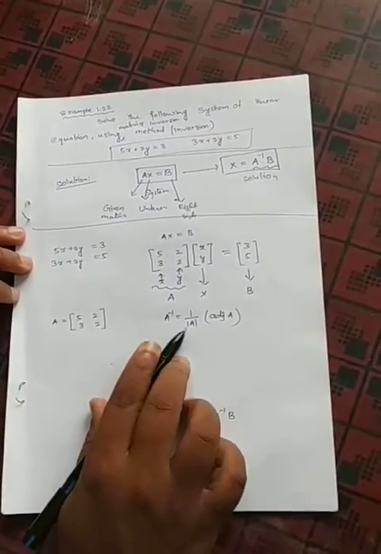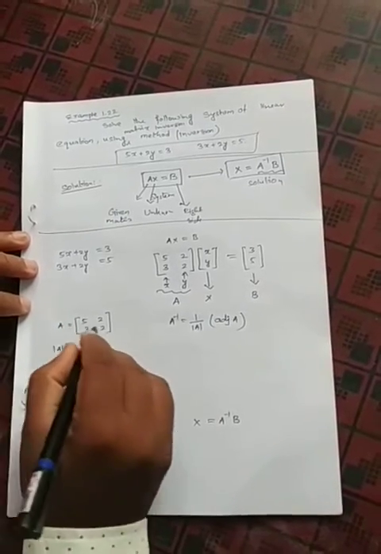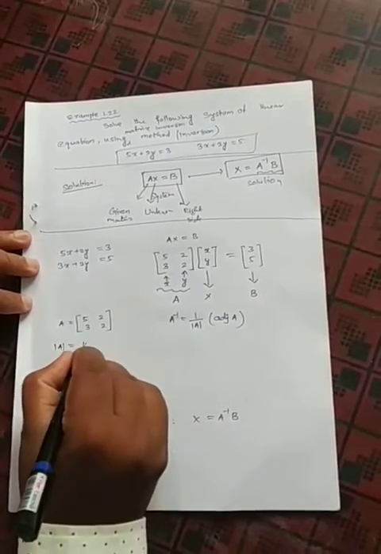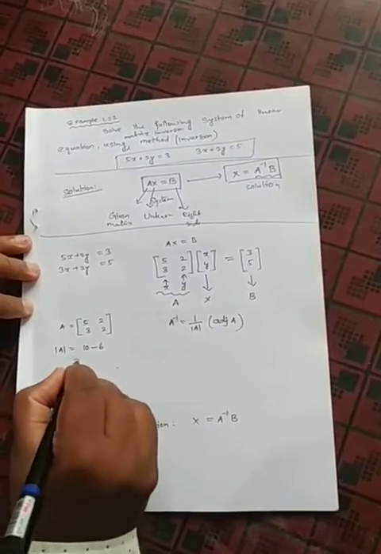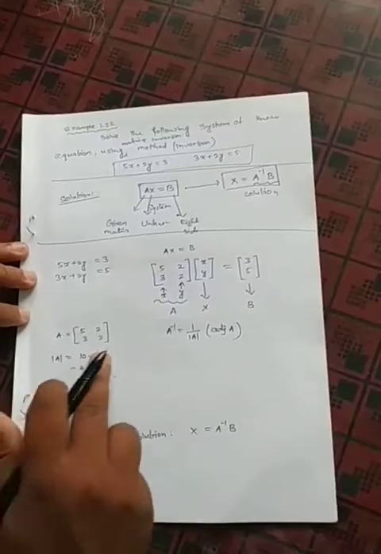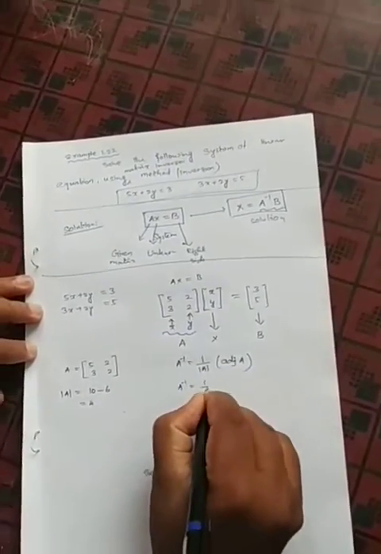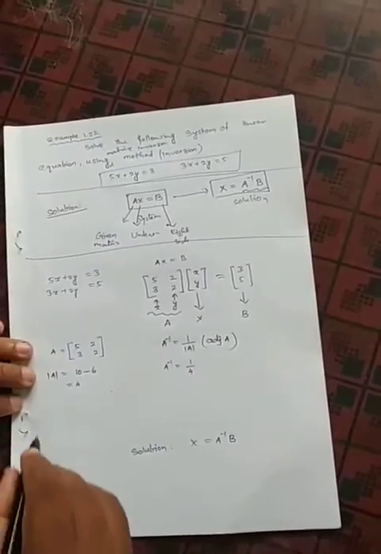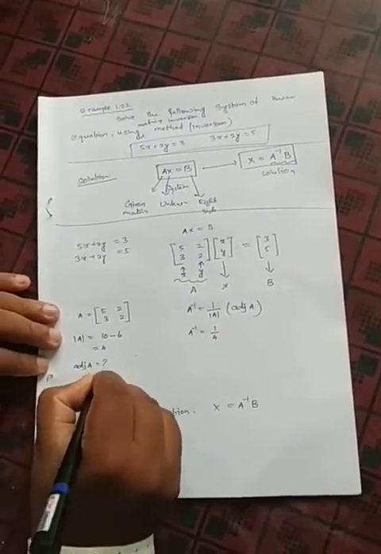So what do I need? I need determinant A. Determinant A is, cross multiply, 5 twos are 10 minus 3 twos are 6. So the answer we are getting is 4. 10 minus 6 is 4. Therefore A inverse we are getting as 1 by 4. Next, what you need to get is the adjoint of A.